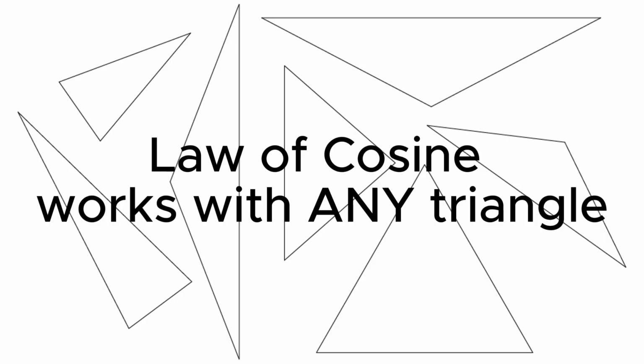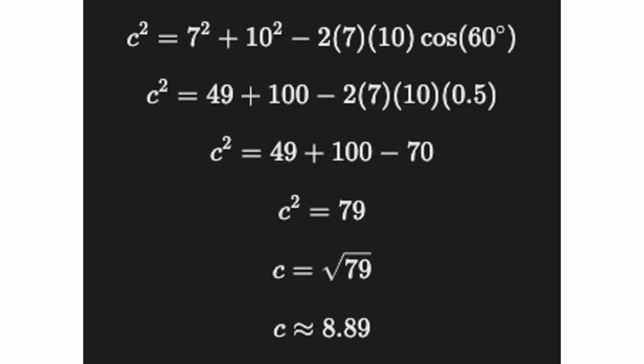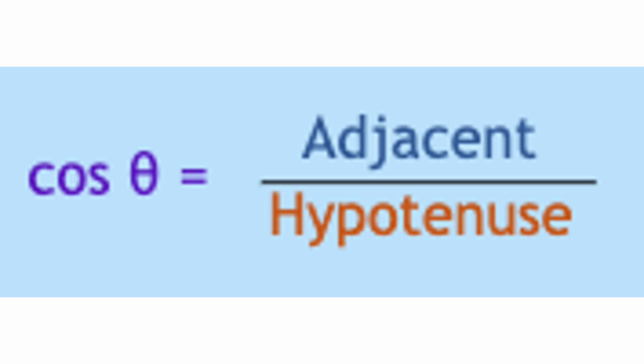But for other triangles, the law of cosines helps us find missing sides or angles in any triangle, not just right angle triangles. Let's see it in action with an example. Suppose we have a triangle where 2 sides are 7 and 10 units long, and the angle between them is 60 degrees. We can find the third side by using the law of cosines. Solving it, we get that the missing side is approximately 8.89 units. Easy, right? And don't forget, cosine is basically just adjacent over hypotenuse in trigonometry.